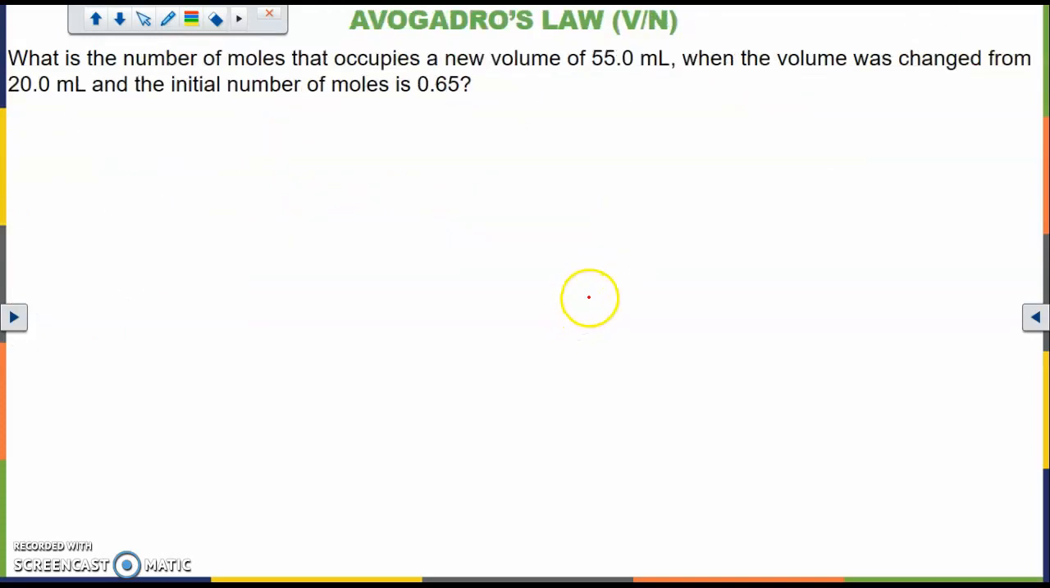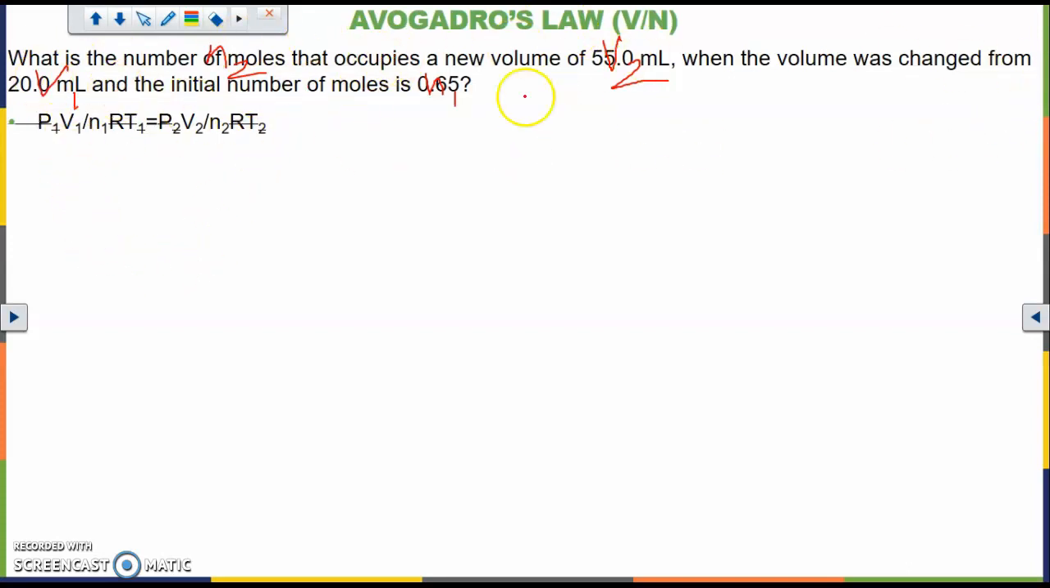Another law: Avogadro's law. In this case, we're talking about Avogadro's law, which is the relation between volume and the number of moles. And here's a sample problem right away. What is the number of moles? So we're looking for N2 that occupies a new volume, V2, when the volume was changed from V1, and the initial number of moles is N1. You write out the whole ideal gas equation again, and as previously, we will eliminate the variables that we don't need, that don't show up in this actual problem.